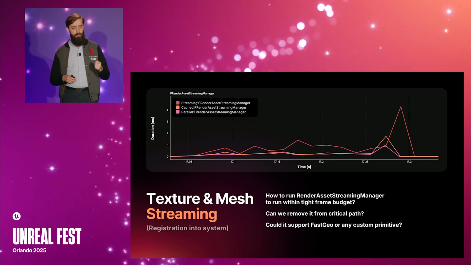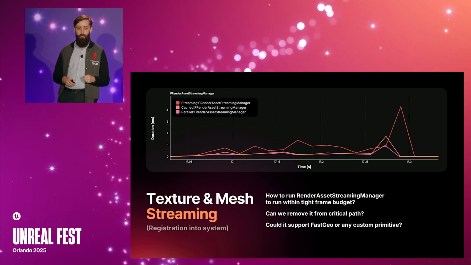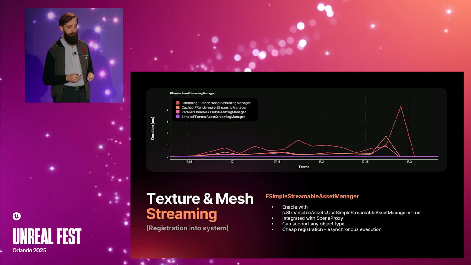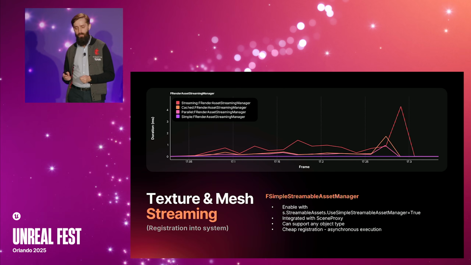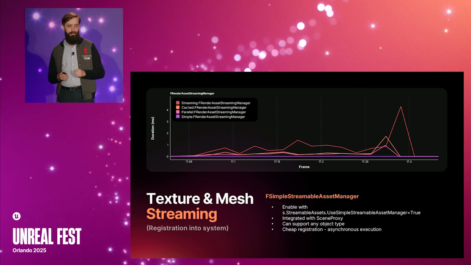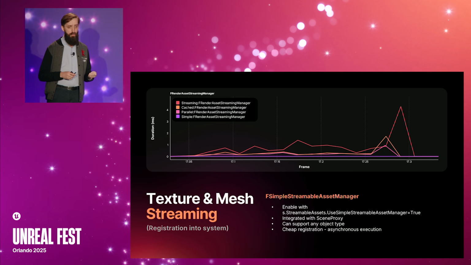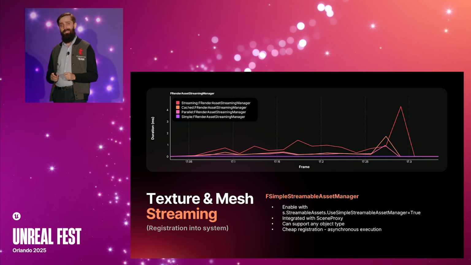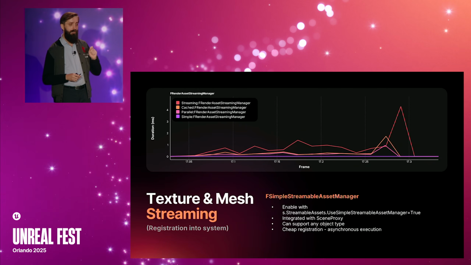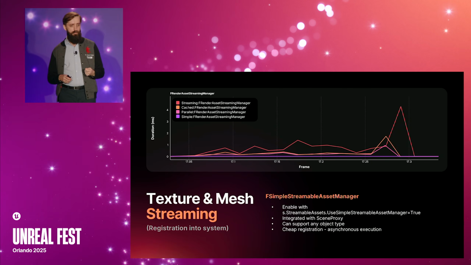And with the introduction of Fast Geo, we had to think about how we can support objects that are not UPrimitiveComponent based. We decided to implement an additional module to the render asset streaming manager, the so-called simple streamable asset manager. If you use Fast Geo and you need texture and mesh streaming, you will need to enable it via project configuration. It replaces the component-based registration process with a process that relies on a scene proxy. But it can be fed with any arbitrary data that can provide all the necessary information.